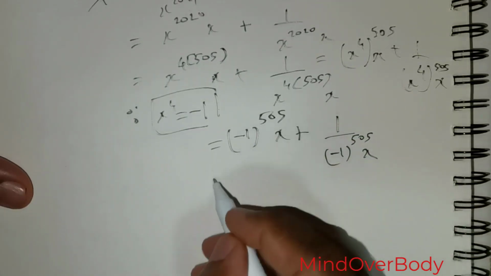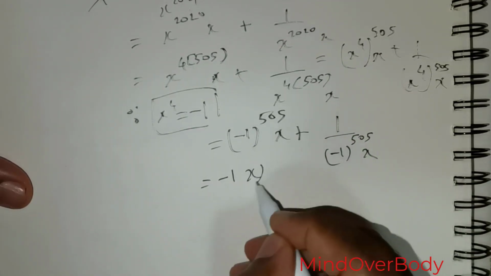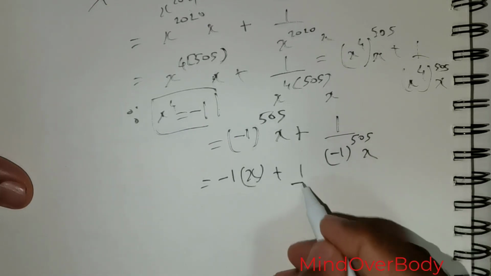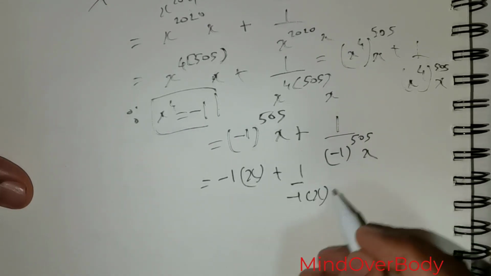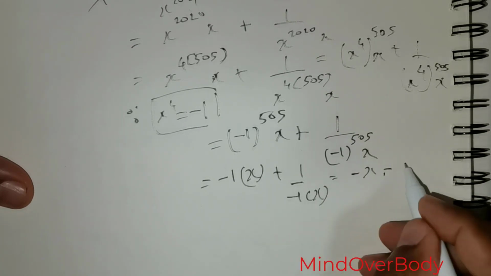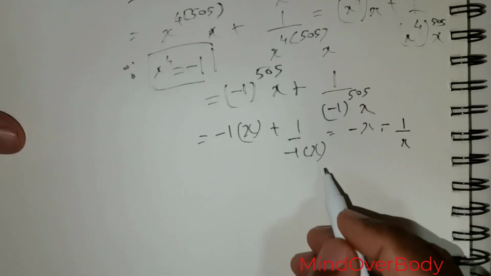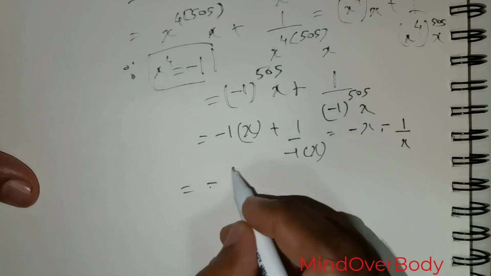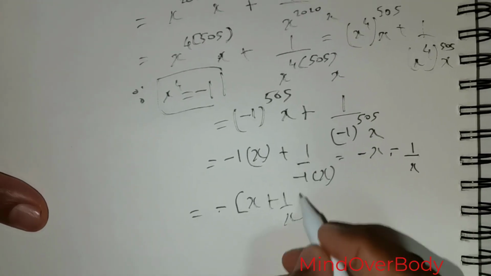Now clearly this will be negative 1. This has to be multiplied with x. This will give me negative x. This will give me negative x. So it's going to be negative 1 over x. I can take the negative sign out, giving me x + 1/x.